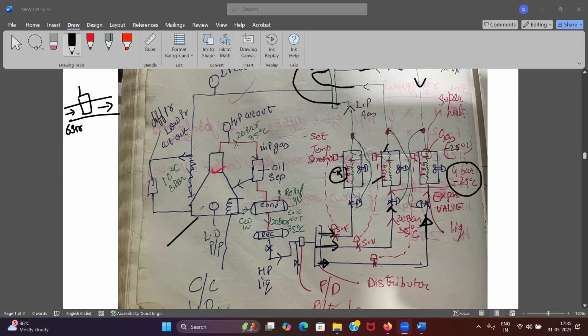Why is a differential pressure lube oil pressure cutout provided? So that we can identify if the lube oil pump is not working, so that we do not let the bearings run without lube oil. Yes. Okay. Good.